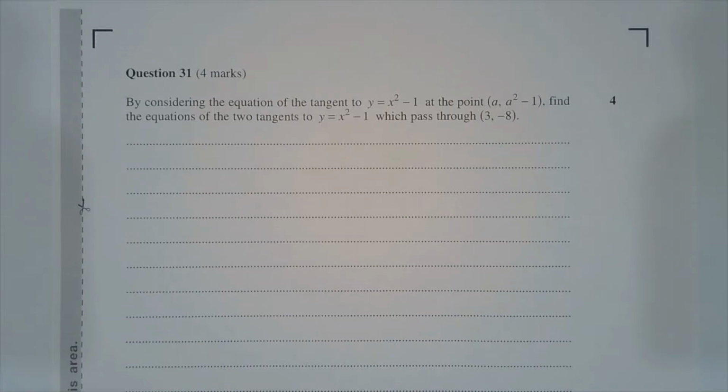Question 31. By considering the equation of the tangent to y equals x squared minus 1 at the point a, a squared minus 1, find the equations of the two tangents to y equals x squared minus 1 which pass through 3, negative 8.